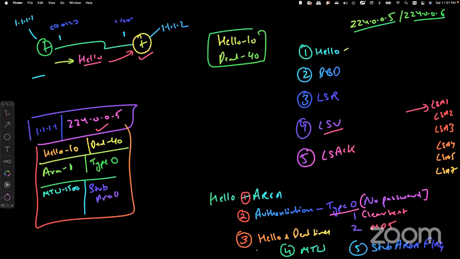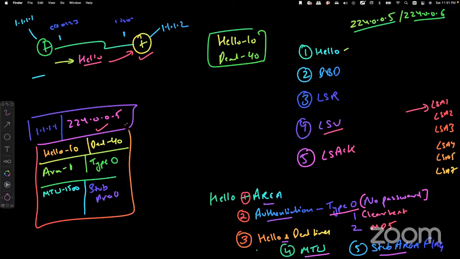So when you send a hello packet, this router will check all the things. We will check area, we will check authentication, we will check hello and dead interval, we will check the stub area flag, and we will also check the MTU. All 5 things clear, guys? Yes, sir. So all these parameters should match.